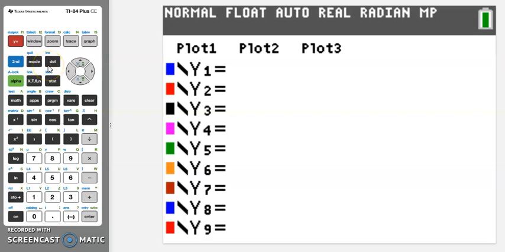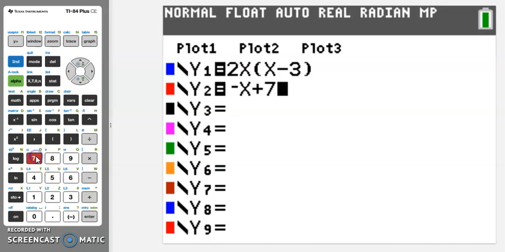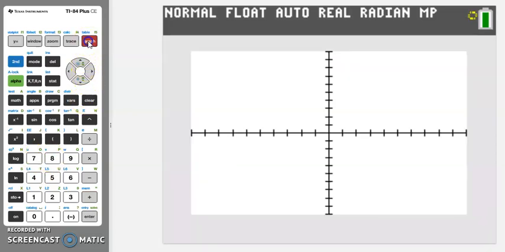And in y1, type the left side of the first equation. The left side will be 2x, open parentheses, x minus 3, close parentheses. Arrow down to y2, type in the right side of the equation. Negative, which is below your 3, x next to alpha, plus 7. Graph.